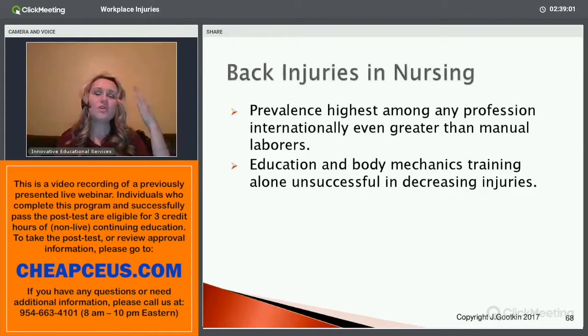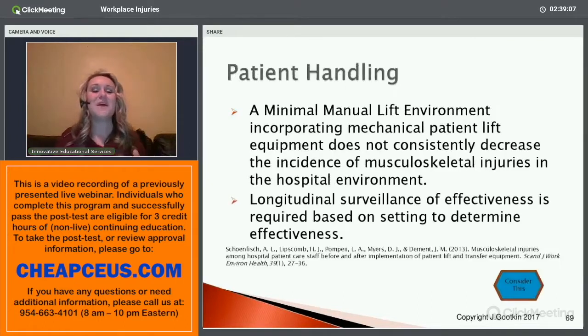Now, I'm sure you're guessing, why, and maybe mumbling under your breath as to what the reasons are. But a lot of times it relates to patient handling. Again, putting the patient first, not necessarily thinking about ourselves. And body mechanics need to become so second nature that we are using them appropriately. Some facilities are moving to a minimal manual lift environment, so they're using mechanical equipment.